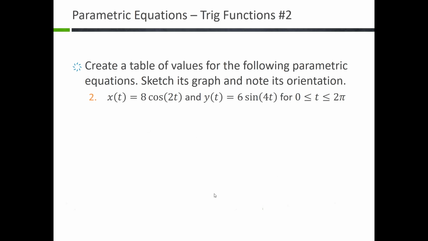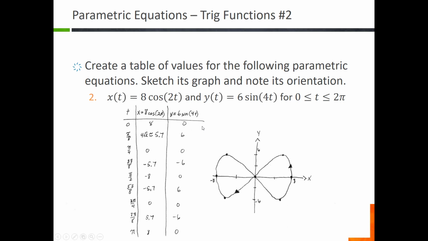Let's try another one. So now we have x equals 8 cosine of 2t and y equals 6 sine of 4t, and we still want to go from 0 to 2 pi. The 2 and the 4 here are going to change the increments that we're going to need for our t values, just so we get enough data points. Because if I only did 0, pi over 2, and then pi, notice at 0 I get 8, 0. At pi over 2 I get negative 8, 0. And at pi I get 8, 0 again. So it would only give me 2 points on this graph, and clearly you can see there's more than 2 points.